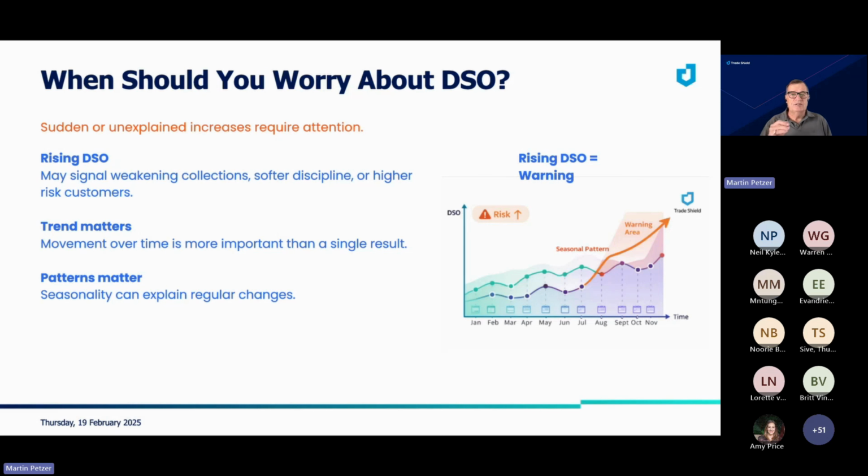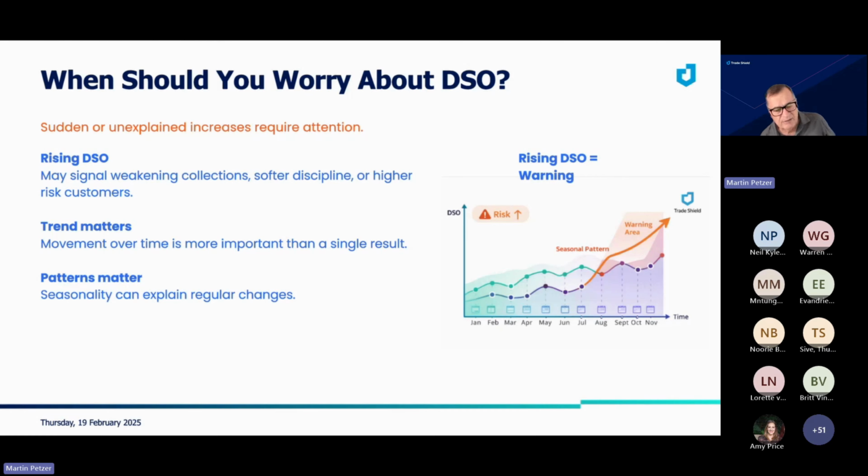Weakening collections, softer discipline, or higher risk customers. People start giving credit to high risk customers, and that is going to change your DSO, and that is going to change your cash flow, and that is going to put strain on your business.